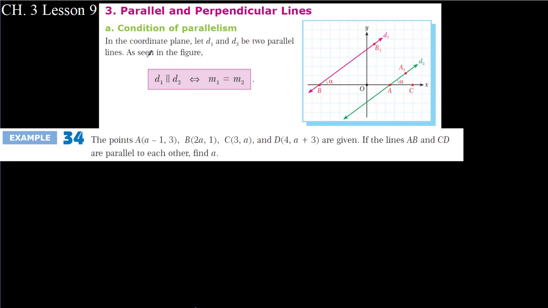Hi dear students, this is chapter 3 lesson 9 and we are going to study parallel and perpendicular lines, and we are going to start firstly with parallelism. Here, as you see, these two lines are parallel, then the slopes should be equal to each other. Why is it like that?